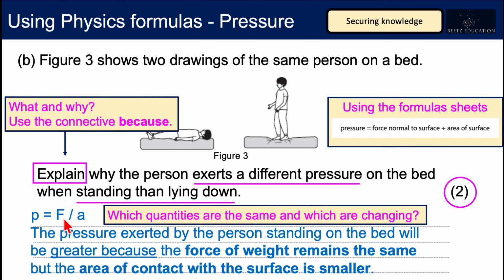We've referred to these quantities as part of the equation when explaining why the pressure is different. And I get 1 mark for saying the force is the same and 1 mark for saying the area of contact is smaller. Let's have a look at another one.